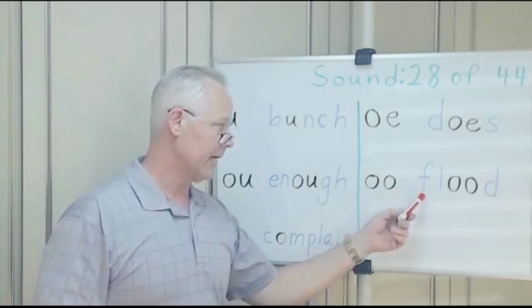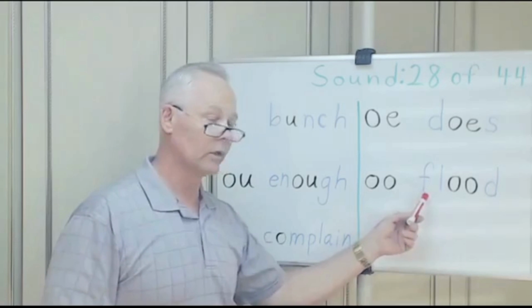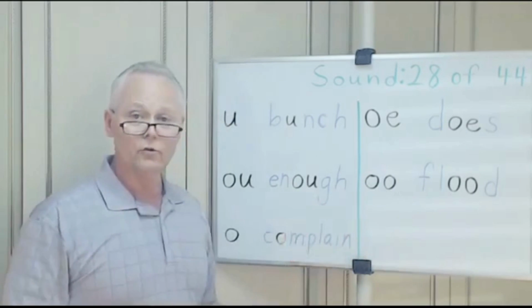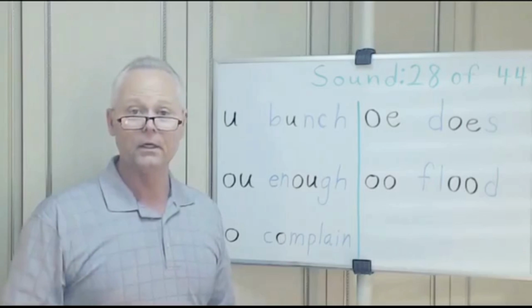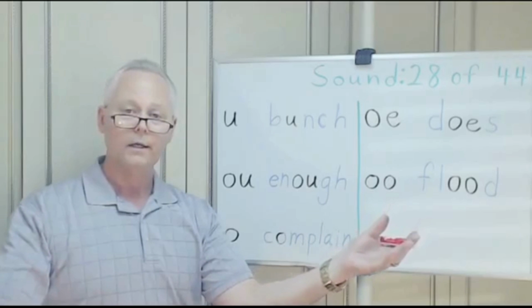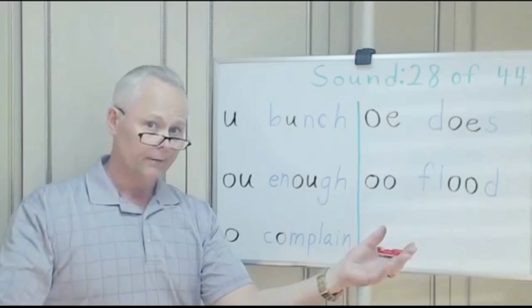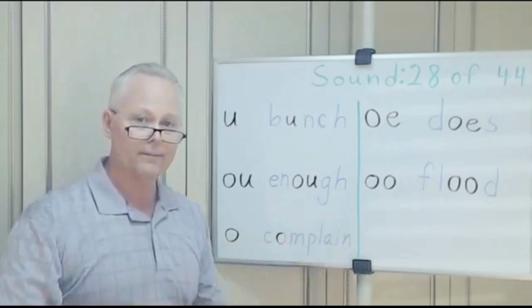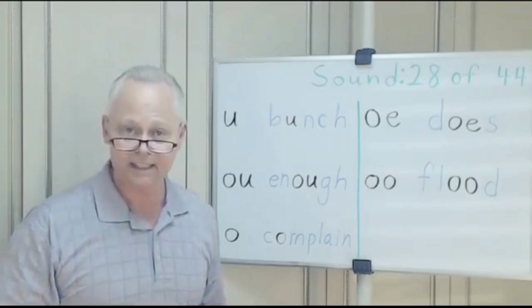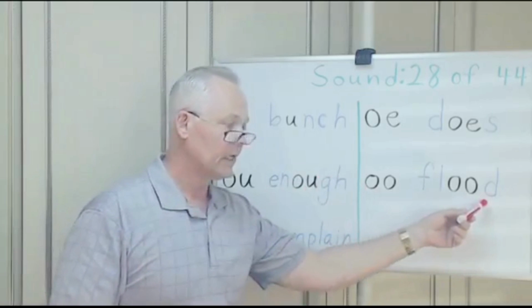O-O. Here, OO shows up as in the word flood. When there's too much rain, what happens? The rivers overflow to where they shouldn't be, right? Like into farmers' crops or perhaps into a town where the buildings are, and we call that a flood.